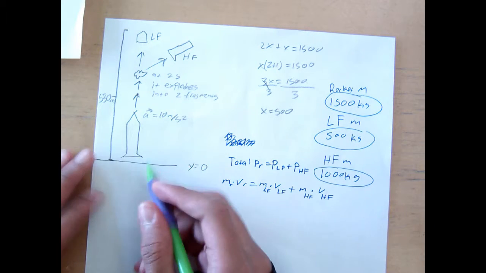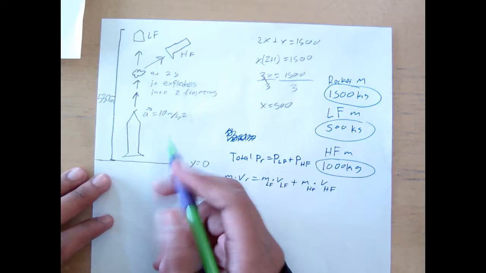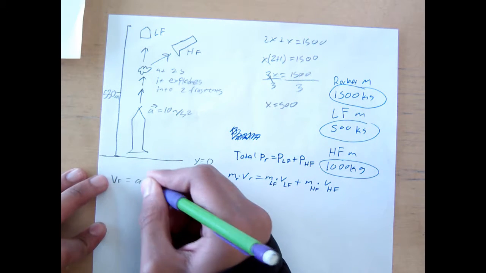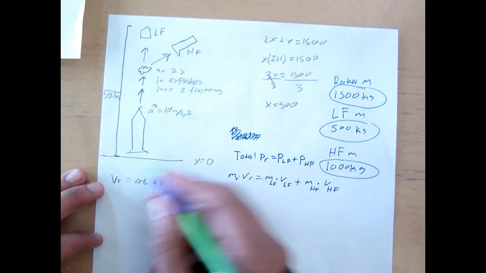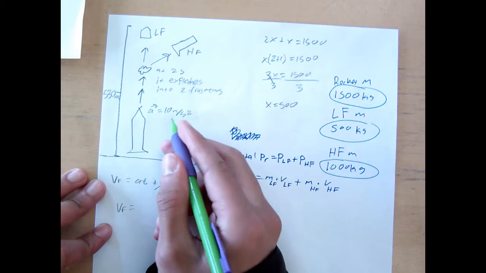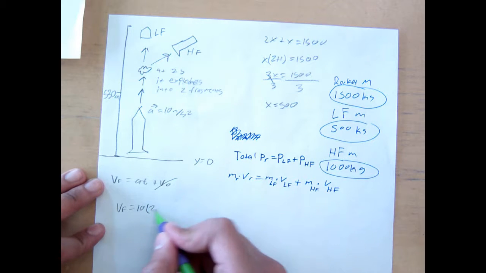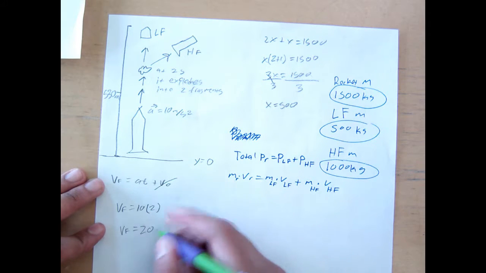We know that the rocket has an acceleration of 10 meters per second squared, so we can use Vf equals at plus Vo. Initial velocity will be 0 because it's starting from rest, so we end up with Vf equals 10 meters per second squared times 2 seconds. So the final velocity of the rocket will be equal to 20 meters per second.